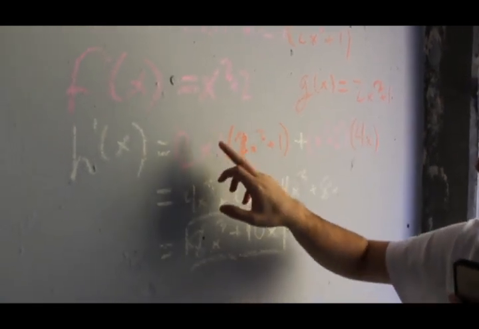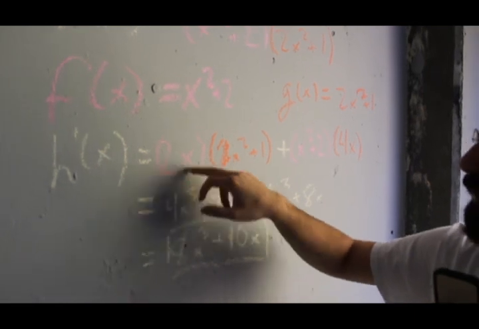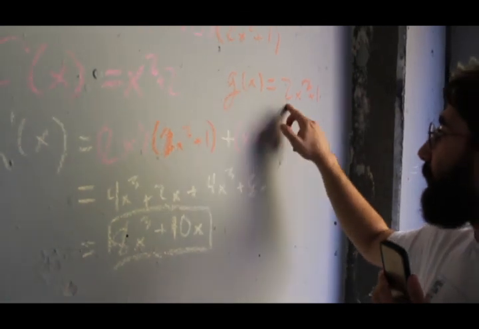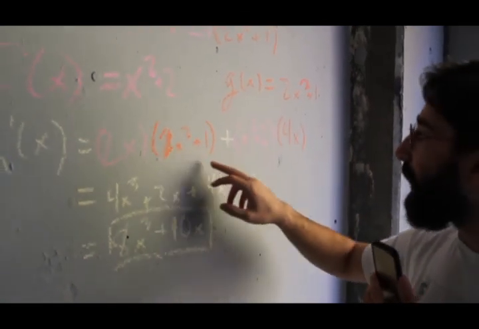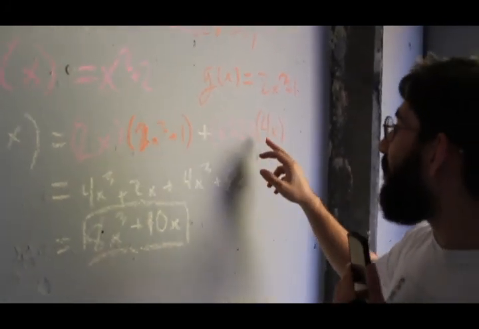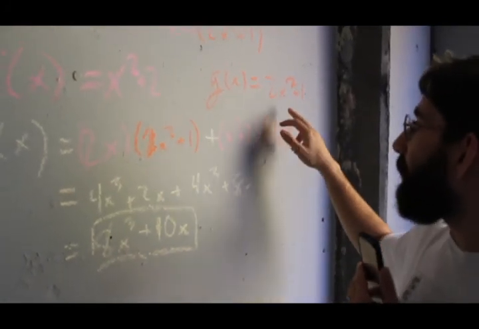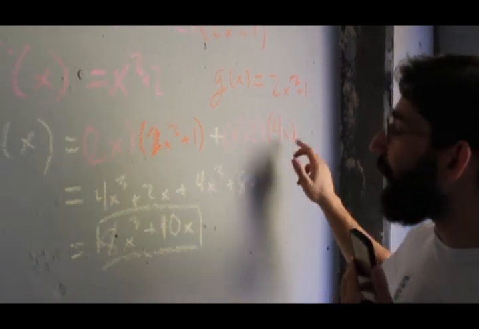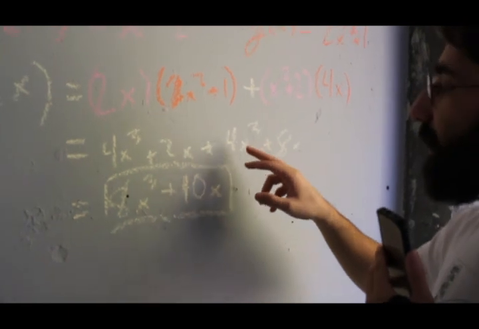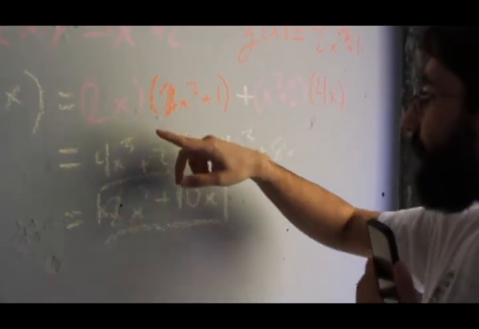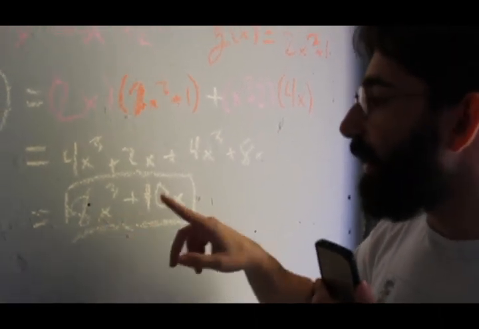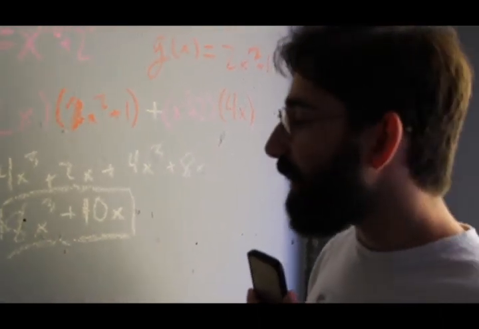So here we have our f prime of x, so x squared plus 2, power rule becomes 2x, times just our g of x, 2x squared plus 1, plus our f of x, just our x squared plus 2, times g prime of x, which is 4x, just using power rule. And then here I just distributed all the terms, and here I just simplified to get the final answer of 8x cubed plus 10x.